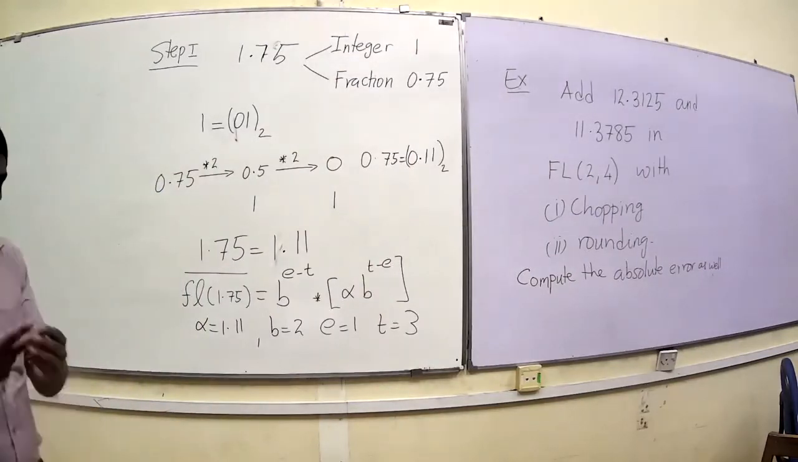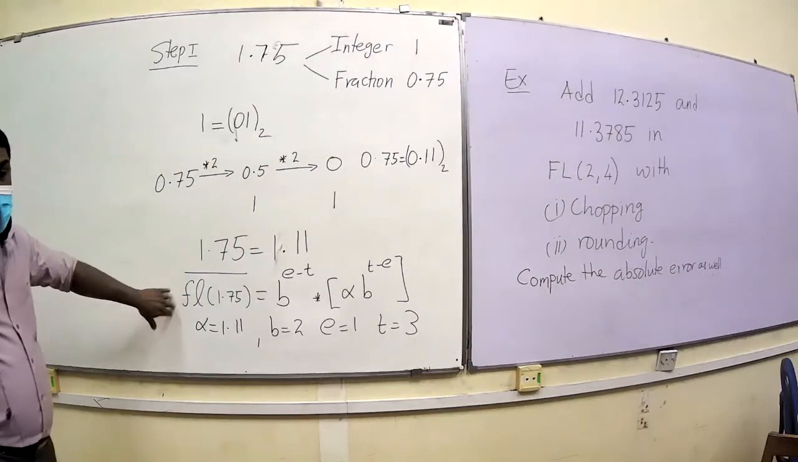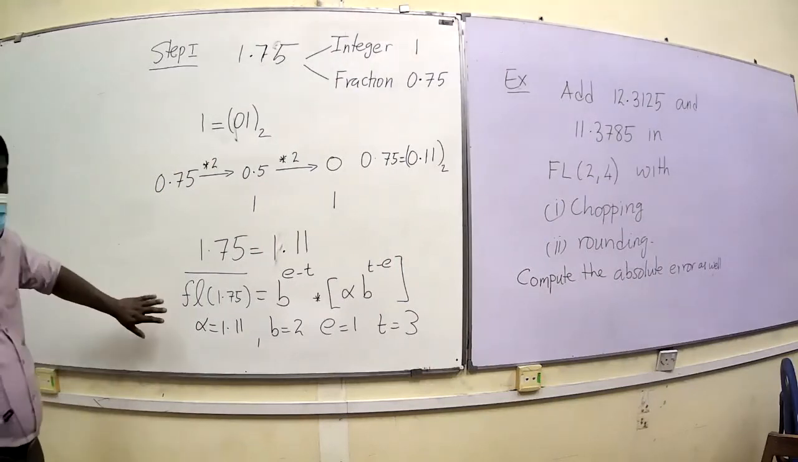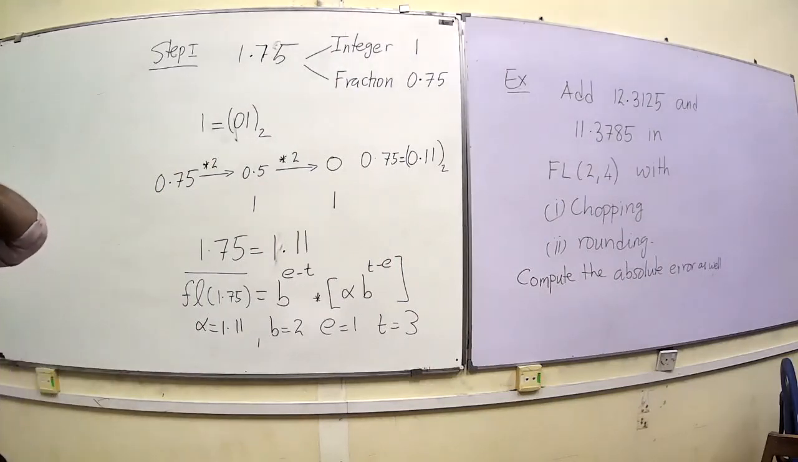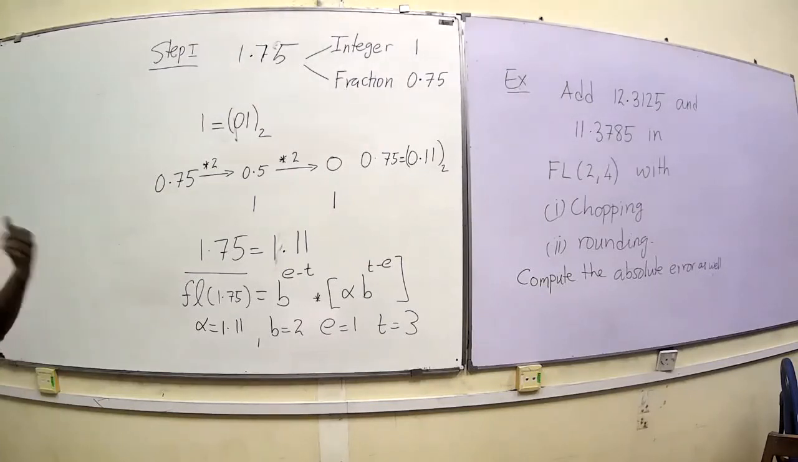So this example, example 2 also, you follow the same steps. You convert the numbers into base 2, and then you convert the numbers into floating point with chopping. You convert the numbers into floating point with rounding, and then you add the numbers in floating point representation, and then you convert it back to base 10, and then you compute the error, right? So that is the way to answer these types of questions.